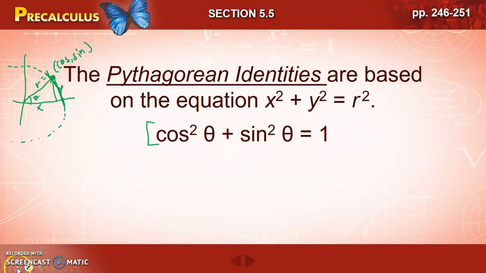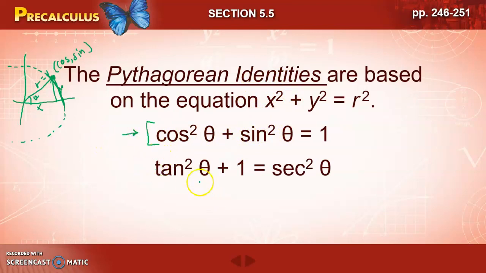Well, we can write that a couple of different ways. If we wanted to solve for cosine, for example, we could write cosine squared theta is 1 minus sine squared theta, or sine squared theta is 1 minus cosine squared theta. We can just rewrite that in different ways.